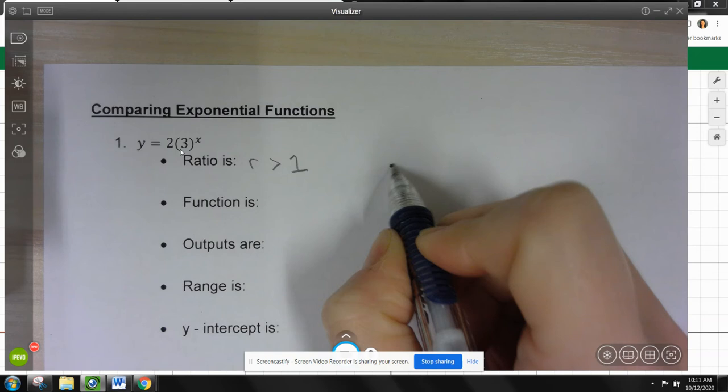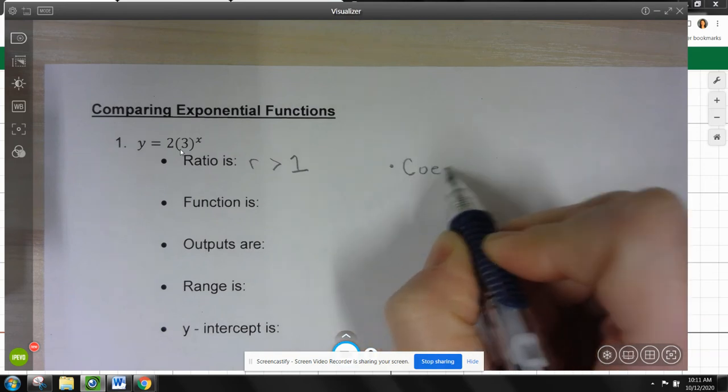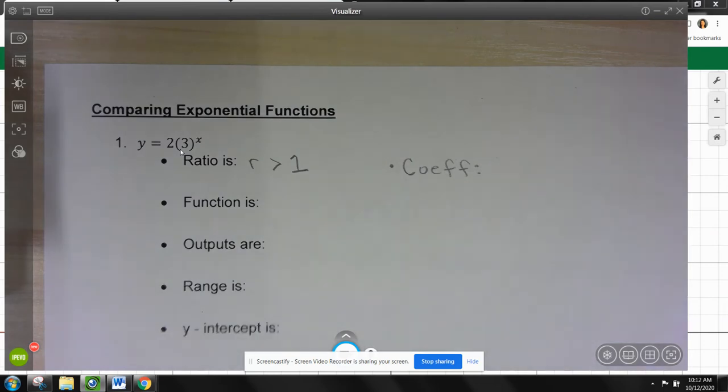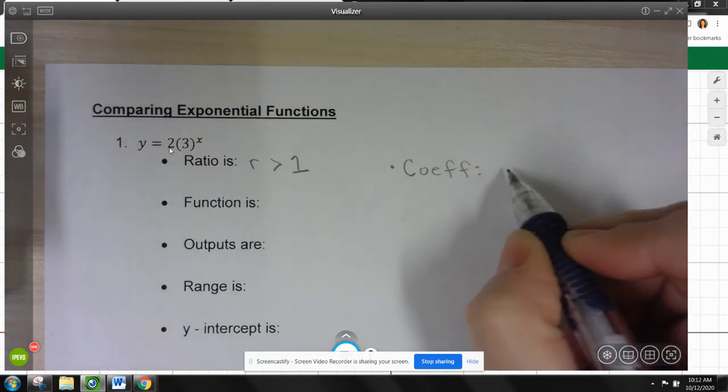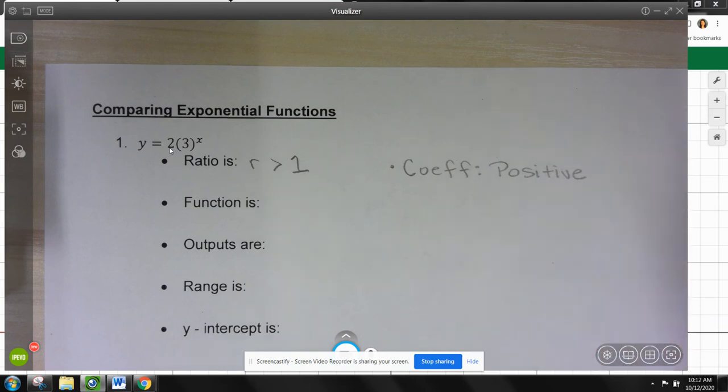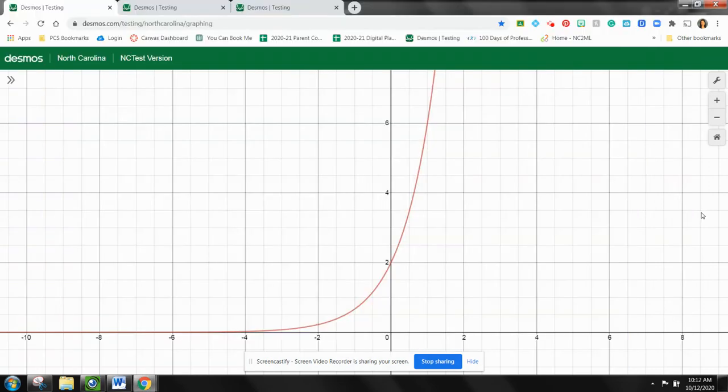Another thing I'm going to look at is my coefficient, and if my coefficient is positive or negative. Here my coefficient is 2, so that would be positive. So since my ratio is larger than 1 and my coefficient is positive, this is what my graph will look like. This graph is always increasing. It will never cross below my asymptote of y equals 0.